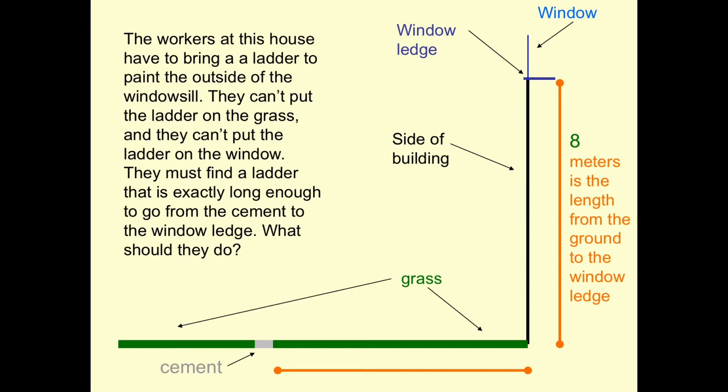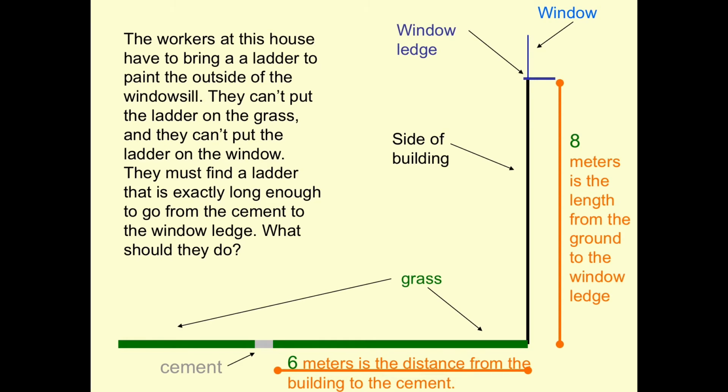First, the height. It's 8 meters to the ledge. And then, how far is it from the cement to the house? Well, that's going to be 6 meters. Once you have these two pieces of information, it gives you a greater understanding of how the Pythagorean theorem works.